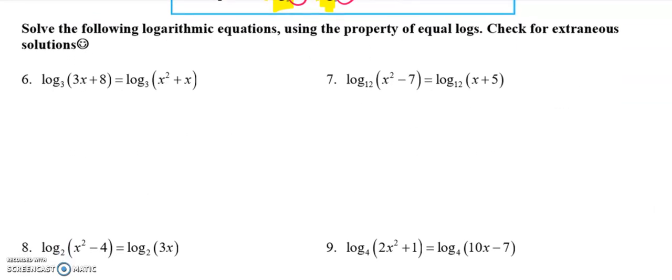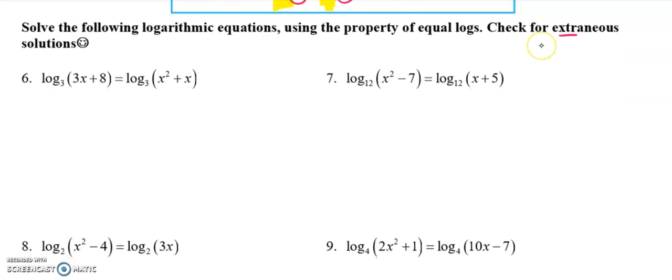Now, when we are solving these, we have to check for extraneous solutions, those extra answers that maybe don't work when we plug it back in. We can only take the log of a positive number. So if we plug it in and we get a negative number, we've got a problem. All right, let's look at number 6.